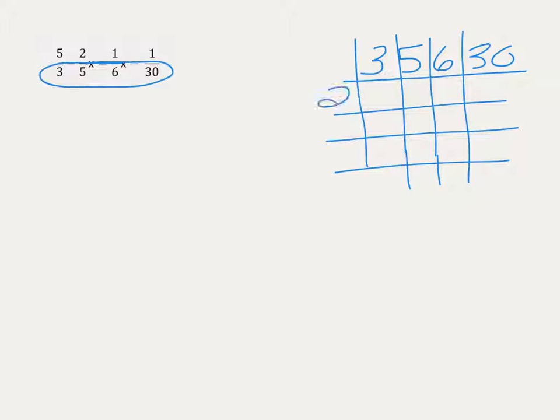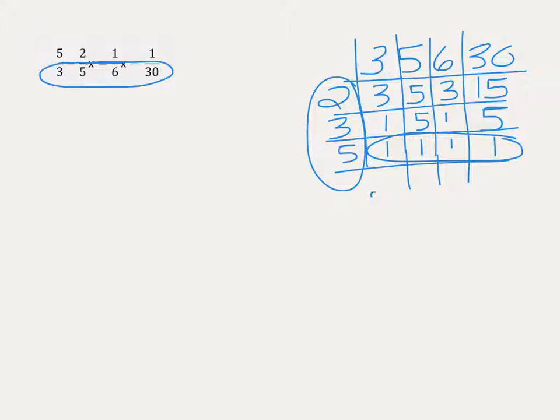I'm going to start with my prime number of 2. 2 goes into 6 3 times, goes into 30 15 times. I'm going to go up to my next prime number, which is 3: 1, 5, 1, and 5, and then up to my next prime number, which is 5: 1, 1, 1, and 1. That denotes we found our lowest common denominator. These are the multiples that give us our lowest common denominator, which does come out to be, in fact, 30. Perfect.